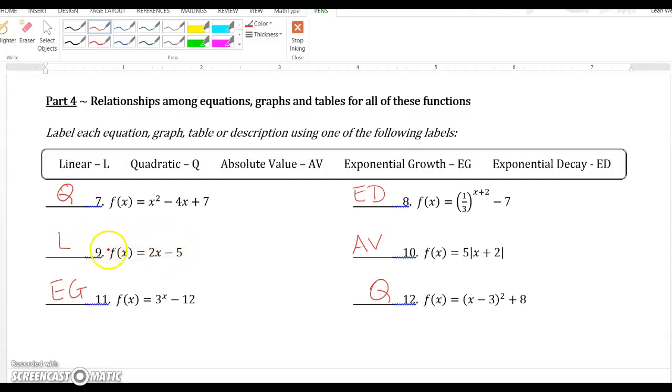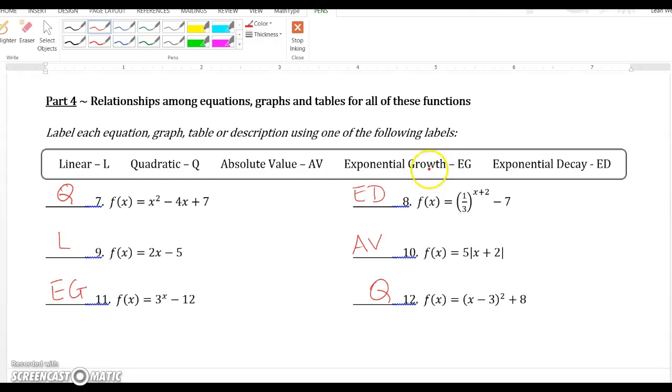So that's why this one is linear. Quadratic, your exponent on your x is going to be a 2. So it's going to be second degree. So that's why this one will be x squared. This one, if you FOILed it out, that would give you an x squared. So again, that's going to be an exponent of 2 on your x variable. Absolute value, of course, has the absolute value marks on it in an equation, so that should be pretty straightforward.